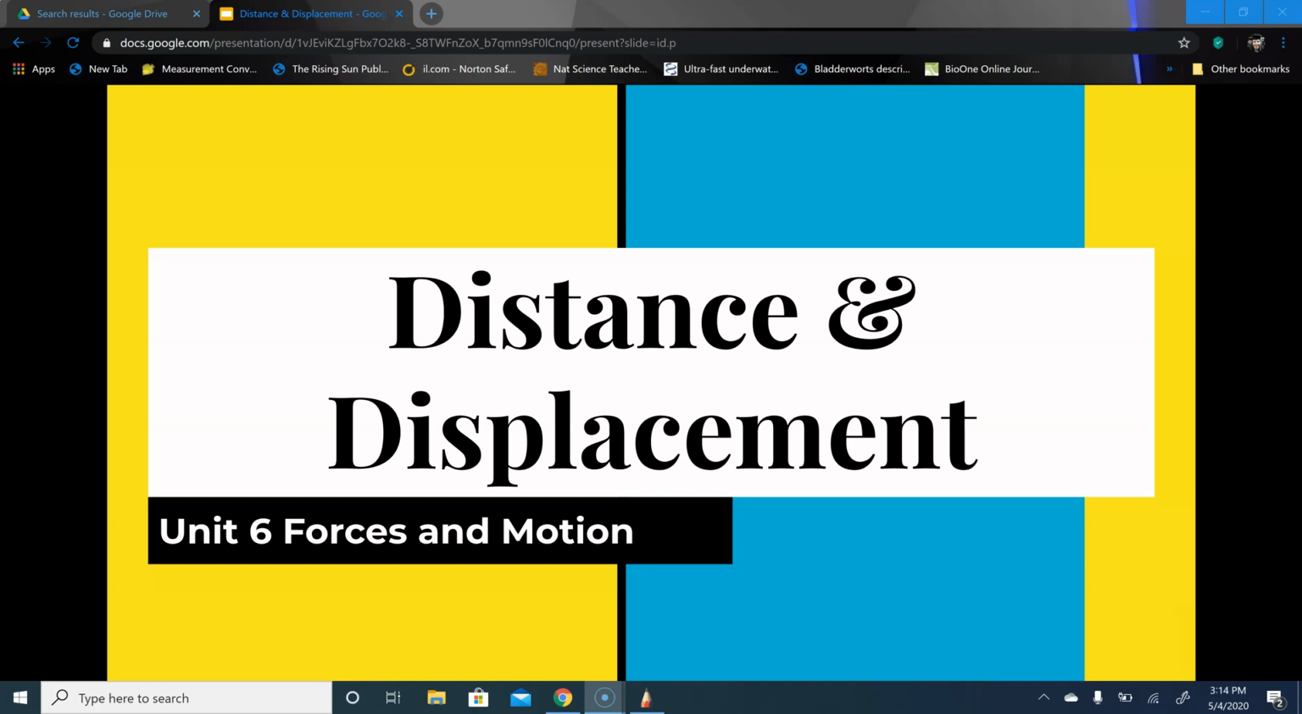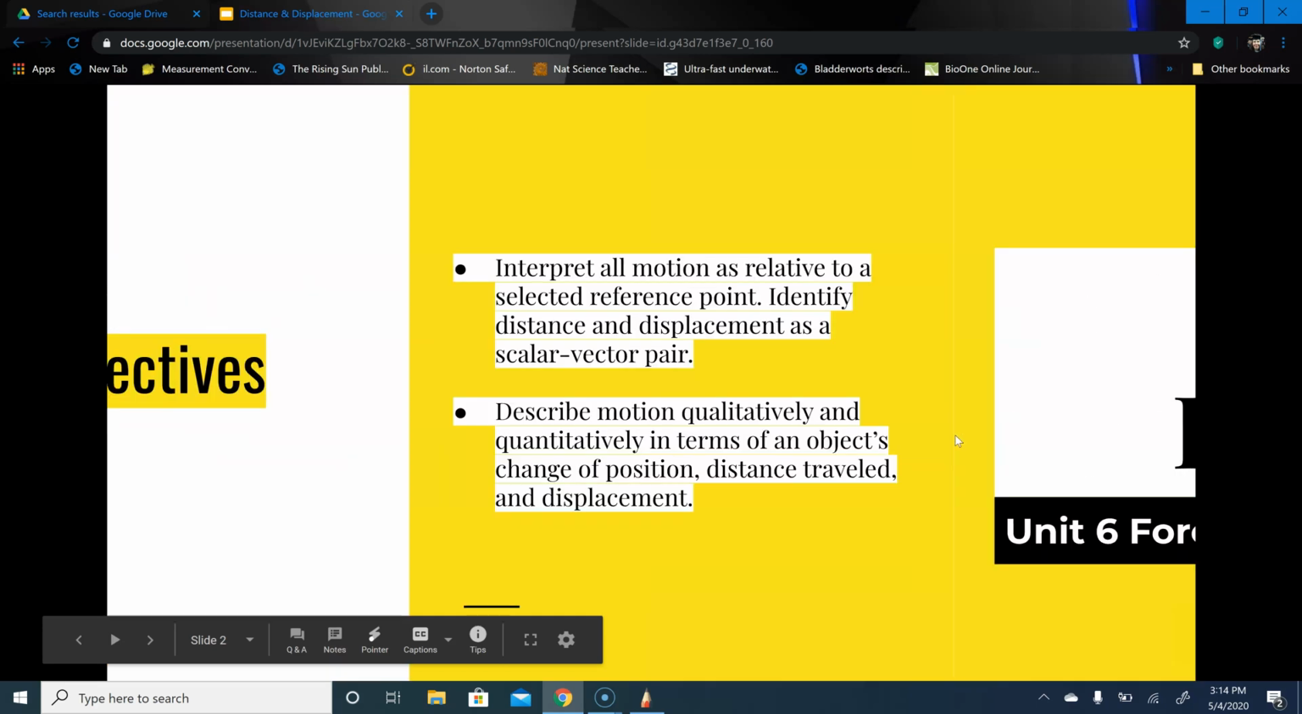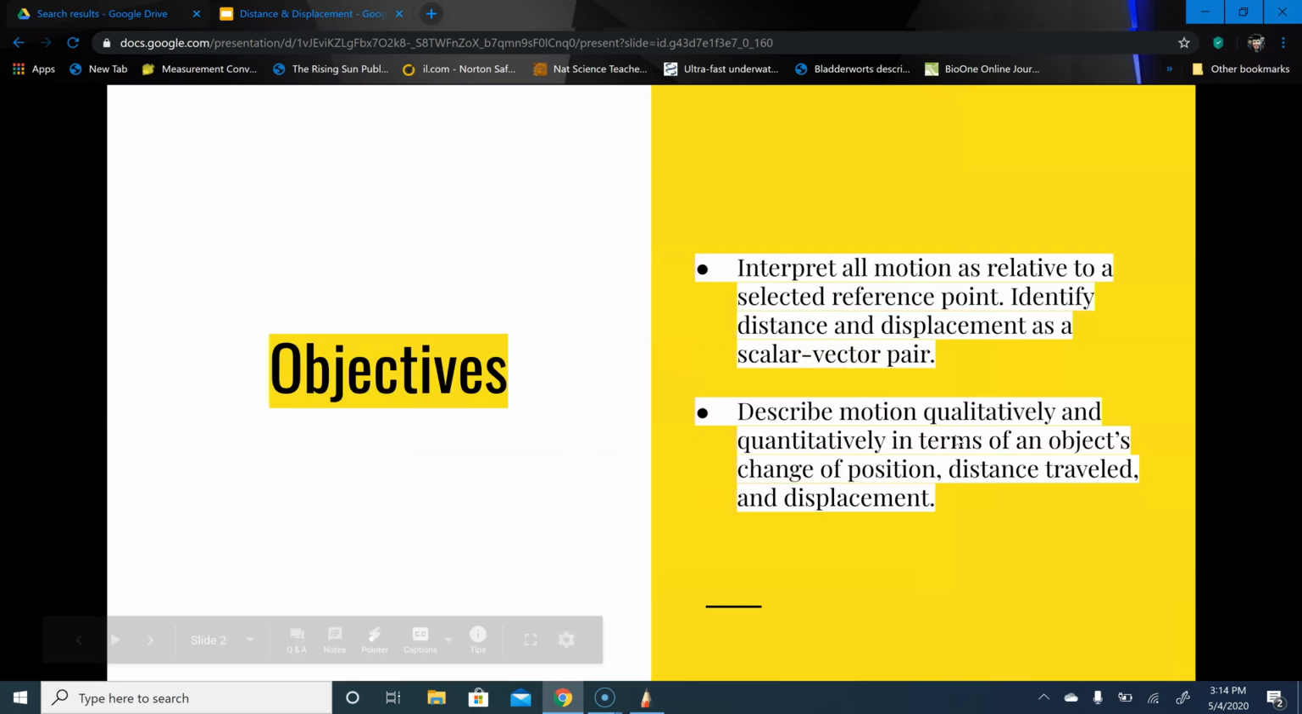Hello Vikings! Today we're going to talk about distance and displacement. We're going to define what a reference point is. We're also going to compare scalar and vector quantities, and we'll look at what the difference is between distance and displacement, and we'll work out a few problems.